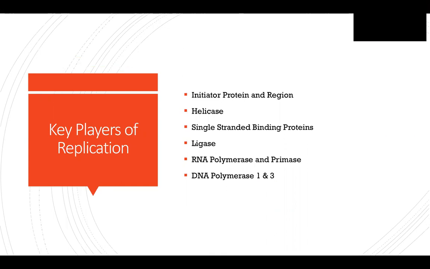RNA polymerase, or primase, synthesizes primers. DNA polymerase 1 is essential in replacing RNA primers with actual DNA nucleotides. And DNA polymerase 3 works in replication, on the leading and lagging strands.